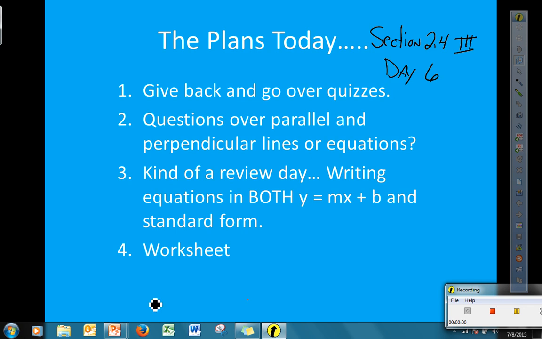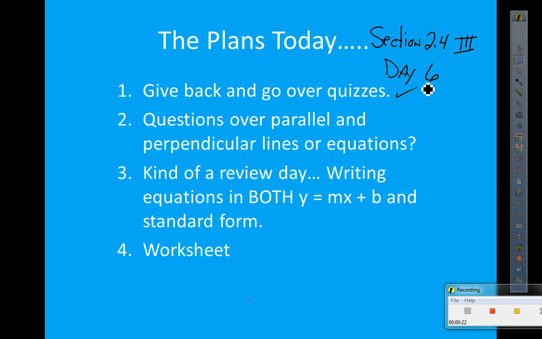I gave back quizzes from the other day, went over those. I showed them the answers to the parallel perpendicular lines and answered any questions that they might have had. Then, like I said, it's a review day because I'm going to review with you slope-intercept form and standard form.